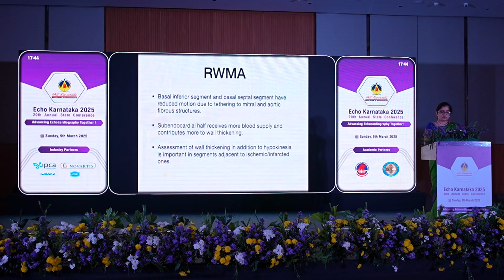So what is more important is to look for whether wall thickening is present or not. If the wall thickening is happening, it's very unlikely that the segment is ischemic. The subendocardial half of the myocardium receives more blood supply, and it contributes maximum to wall thickening. So not just hypokinesia, assessment of wall thickening is also important in segments, especially when you want to evaluate segments which are adjacent to the ischemic or the infarcted ones, where tethering can play an important role.